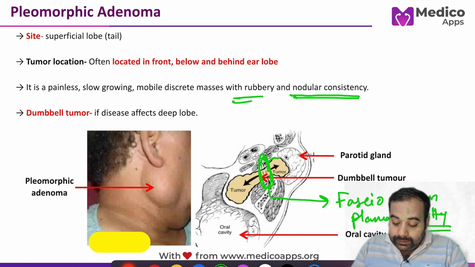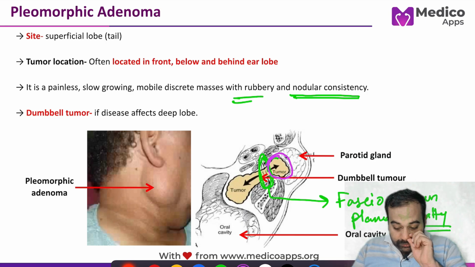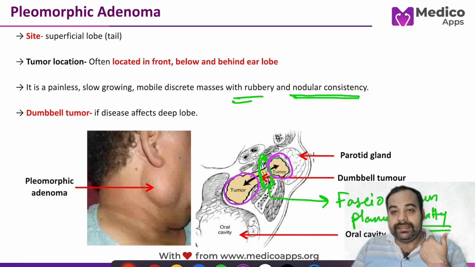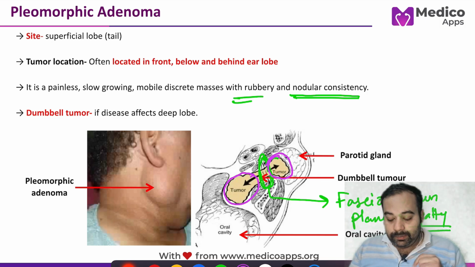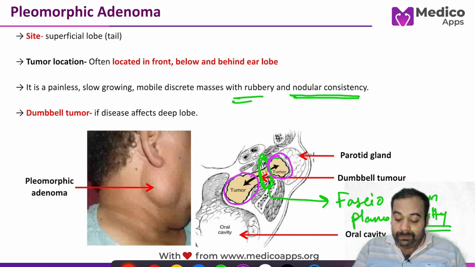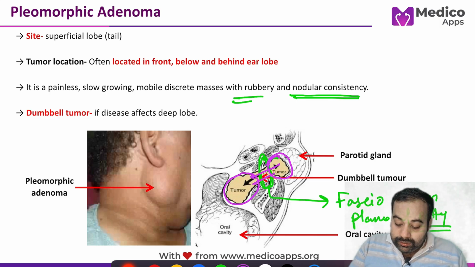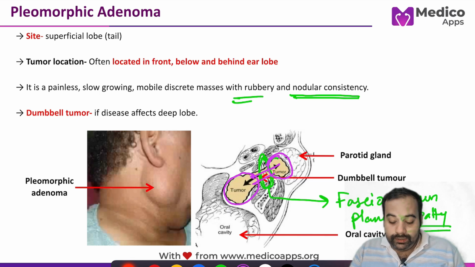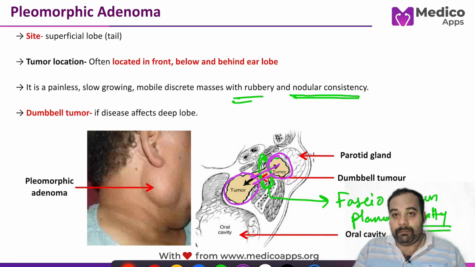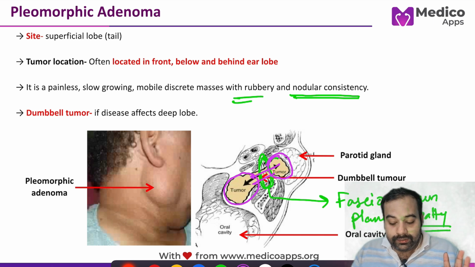So there is a tumor involving the superficial lobe here, right? Here it basically involves the superficial lobe, and also there is involvement of the deep lobe. So it will eventually go inside, into the oral cavity, and there is a peritonsillar bulge, right? So the whole scenario is formed like a dumbbell of tumors. This is why it is known as the dumbbell tumor, if it involves the deep lobe.